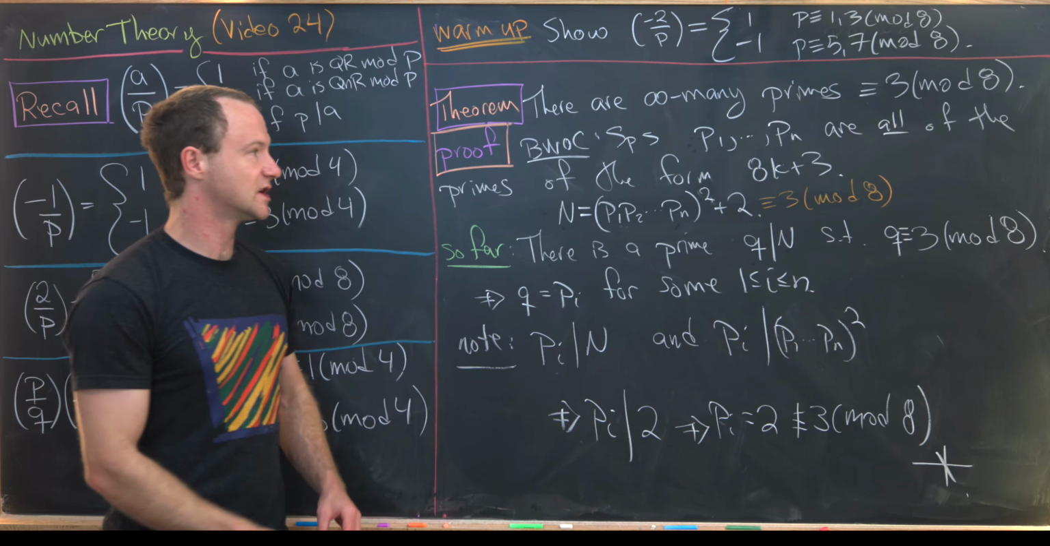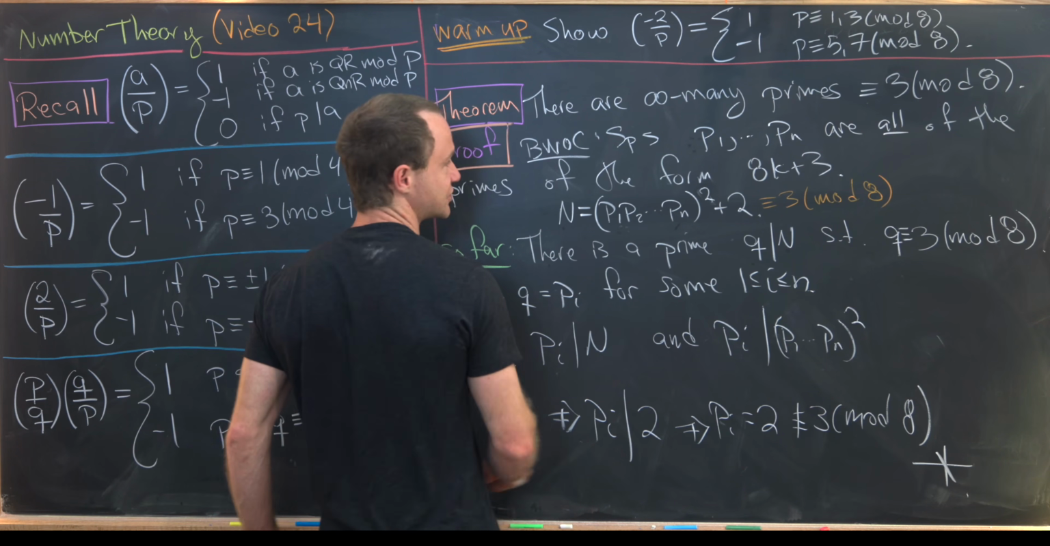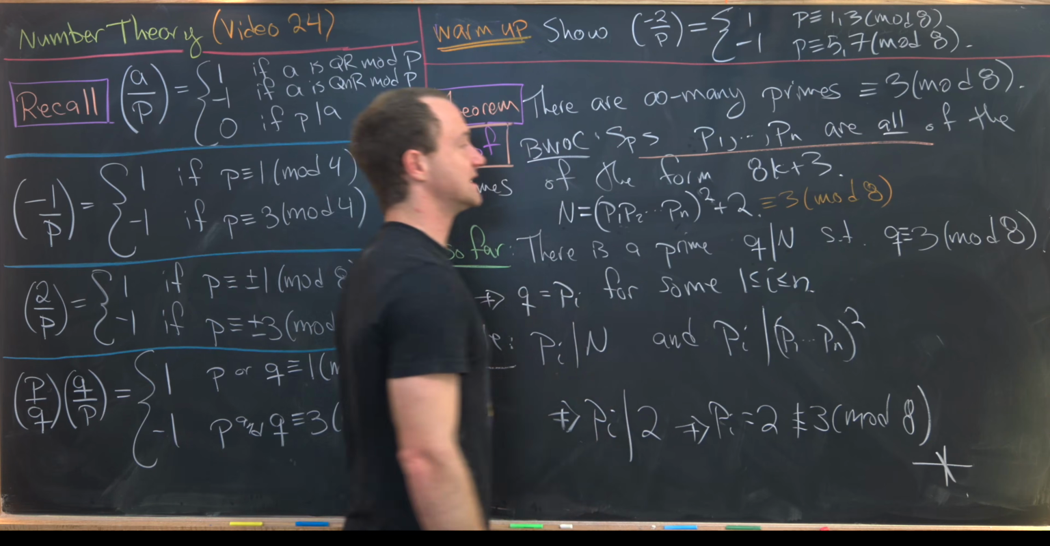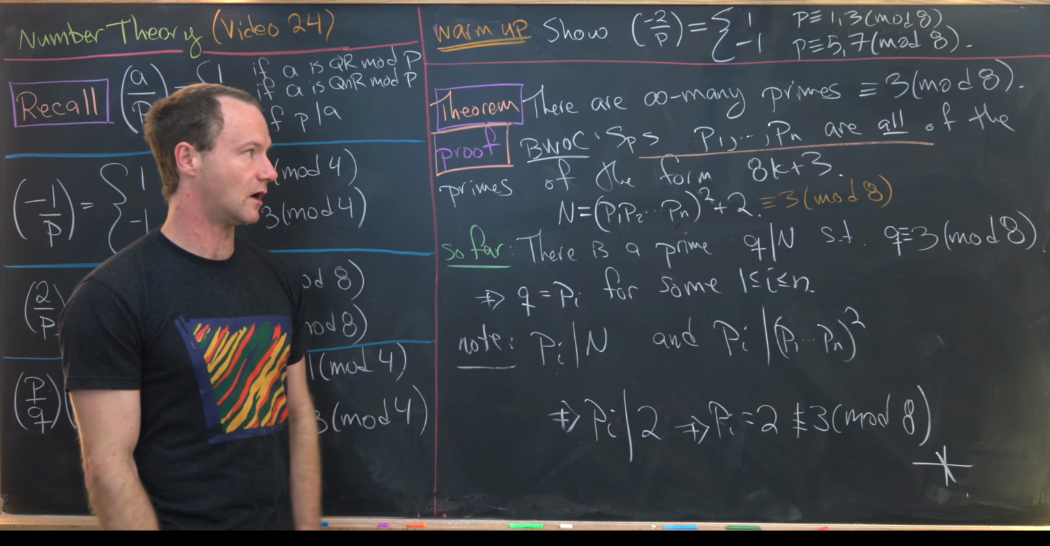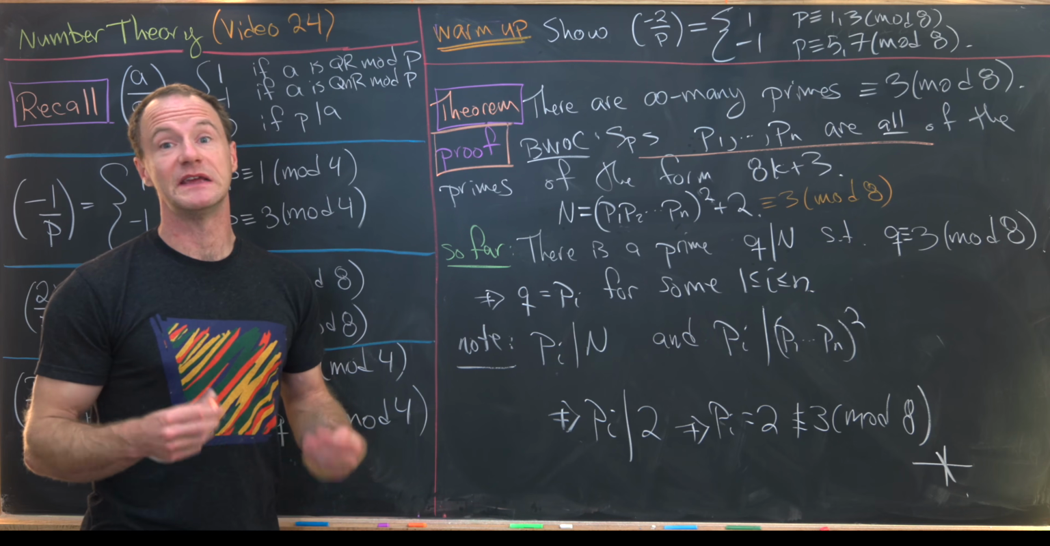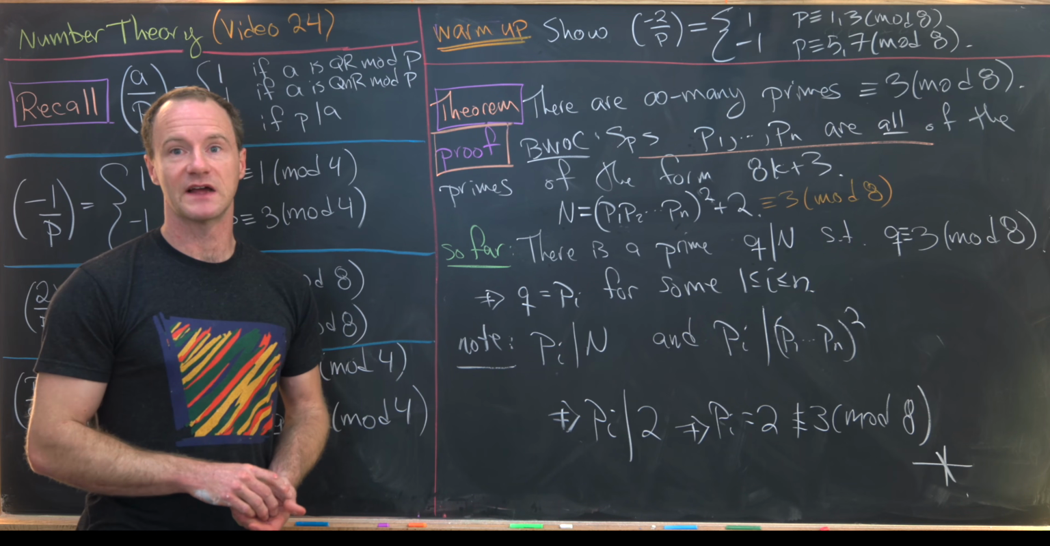What did we contradict? We contradicted this assumption up here that this list P1 up to Pn was all of the primes. So this must not be all of the primes. So there must be infinitely many primes. And that's a good place to stop.